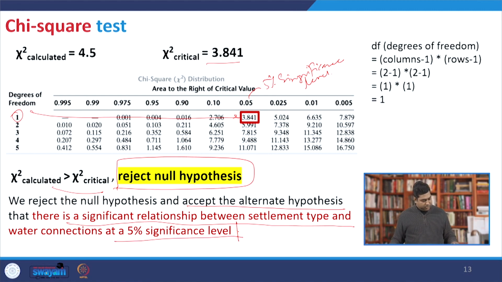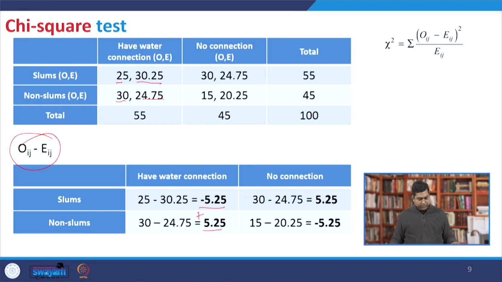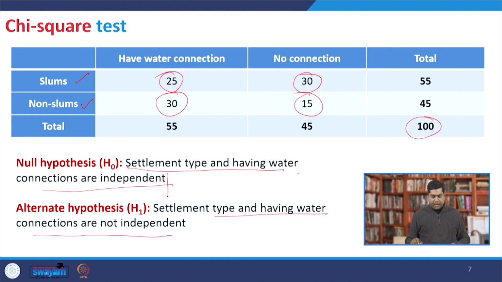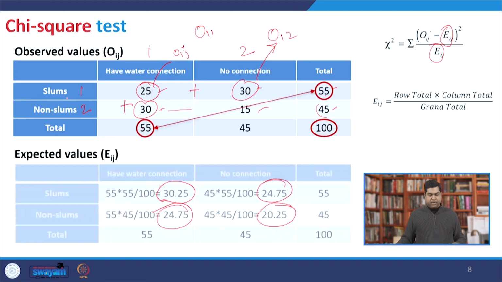Okay. Now I will show you again our two hypotheses. Settlement type and having water connection are independent. Now we are rejecting it. That means they are dependent, right? If you recall, we assumed that probably the non-slum areas have better connectivity compared to slum areas. So we tried to put up some relationship, and that has actually come out now.